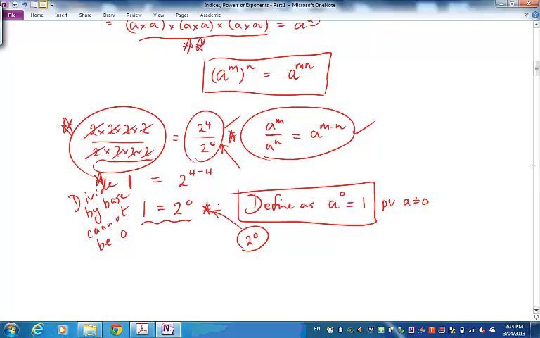Now this is getting interesting. You thought powers were simple. Now we've got a 0 power. It's still simple, but it's interesting to see what's happening to our power definitions now.